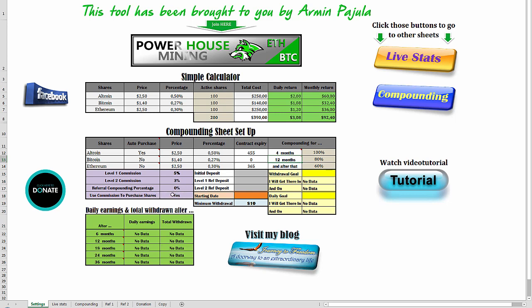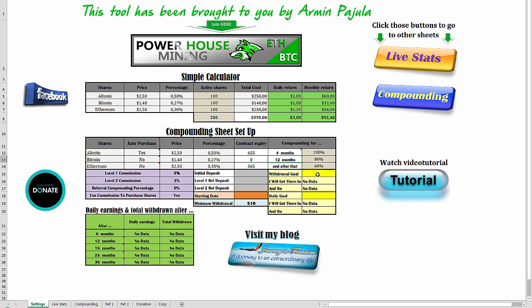And here you can choose, do you want to use the commission to purchase shares? If this is yes, all the commission you get from your referrals will be used to purchase new shares. And if you write no here, the commission will be used to withdraw. So you withdraw the commission you get. Here you can write your initial deposit, referral 1 deposit and referral 2 deposit. Also the starting date and minimal withdrawal.